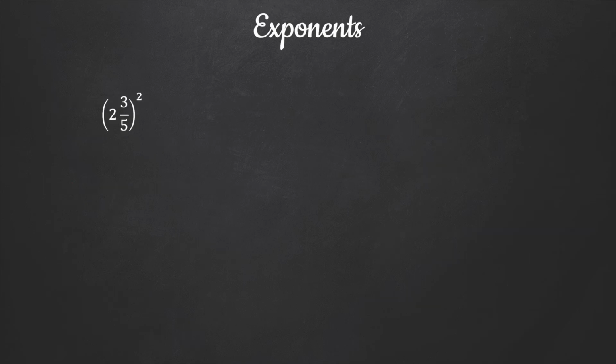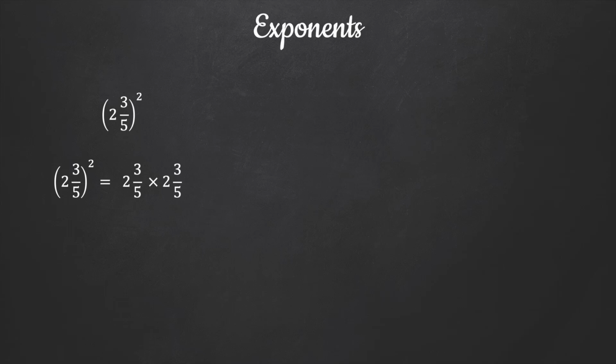Here we have another example, which is 2 3/5 to the power of 2, or we could read this as 2 3/5 squared. The first thing we want to do is write this as repeated multiplication. So that means that 2 3/5 squared is equal to 2 3/5 times 2 3/5. The next thing we want to do is take our mixed numbers and write them as improper fractions.